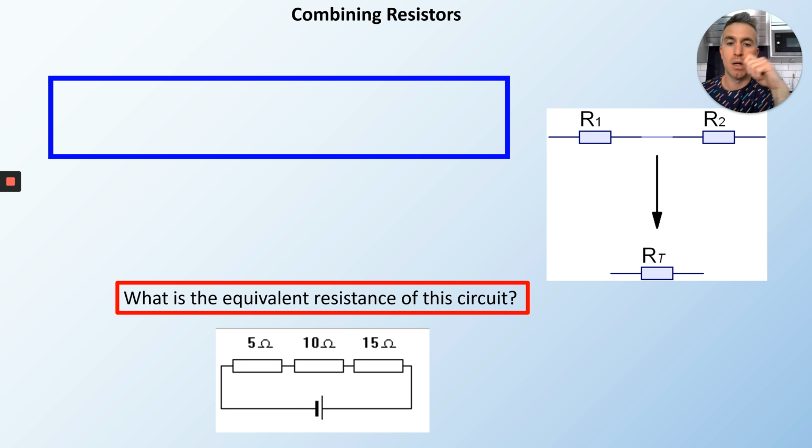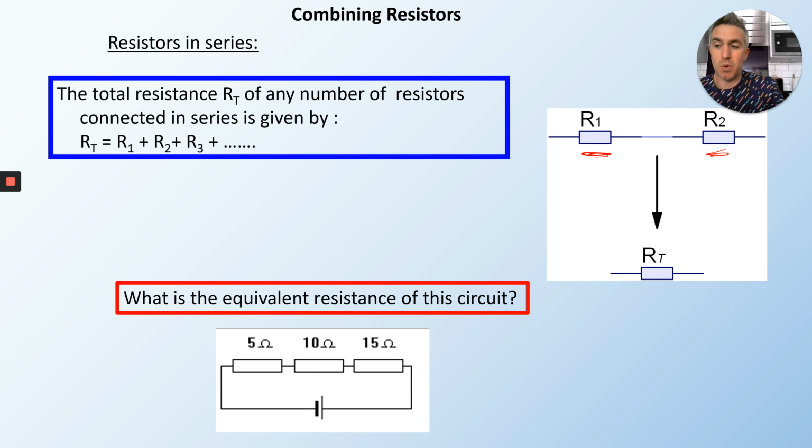Now, when you put resistors together in series, what actually happens is they act like one big resistor. So here we have a diagram of resistor R1 and resistor R2. When we have them together in series, we just think about them as one resistor RT. To work out the total, you just do R1 plus R2. So RT is equal to R1 plus R2. If we add a third one in here, it would be R1 plus R2 plus R3. In series, you just add the total resistance together.